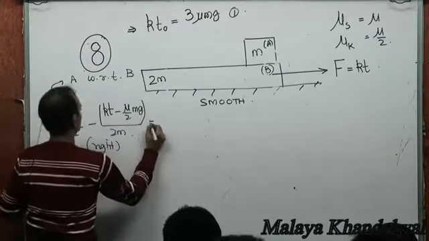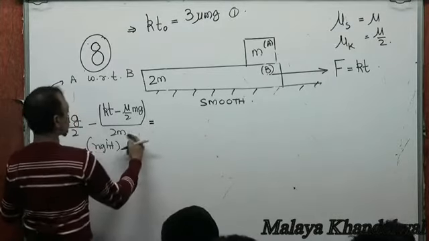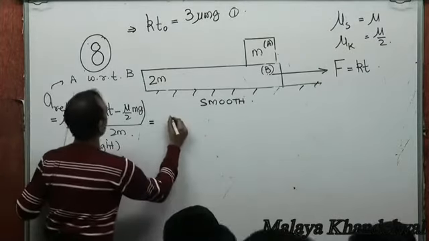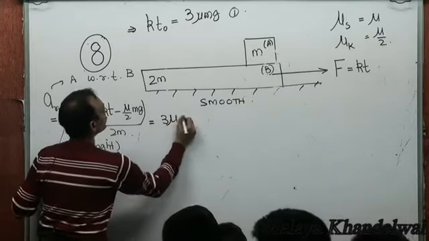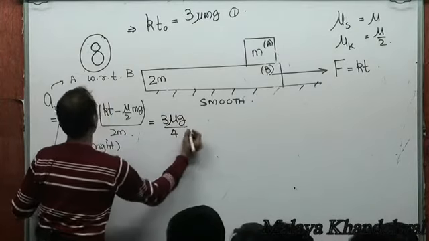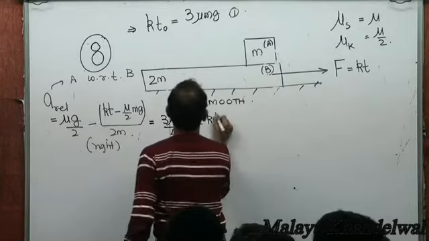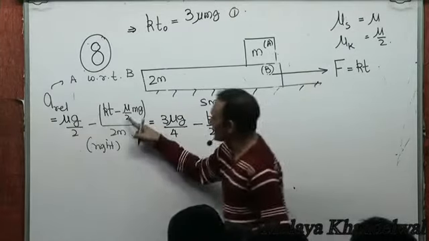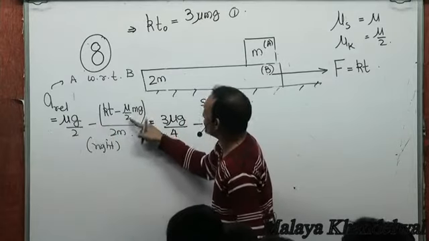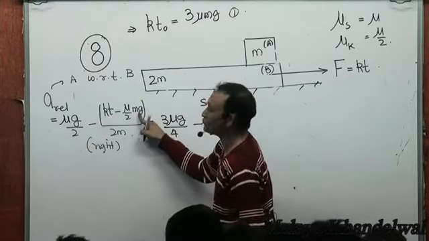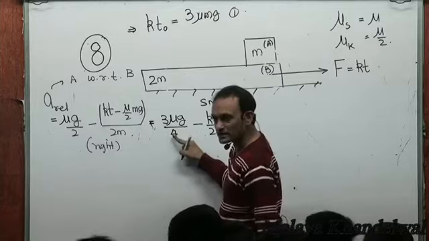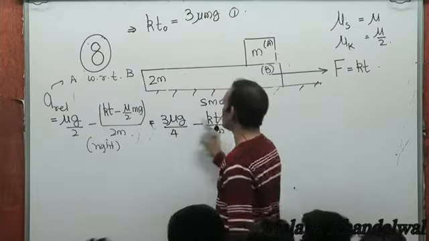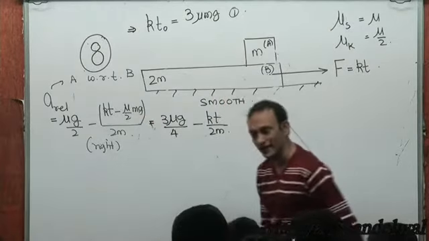So first of all, let me just simplify this. This is by 4.5, so 3 by 4. Mu g by 3, mu g by 4, minus kt by 2m, right? Minus kt by 2m. I hope you realize whatever I have done. Mu g by 2 plus mu g by 4, half plus 1/4, which is 3 by 4 mu g minus kt by 2m to the right.